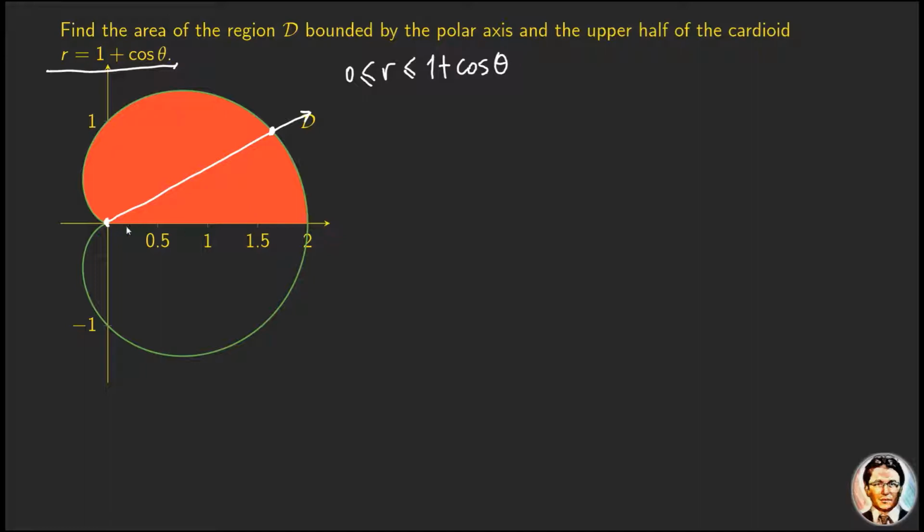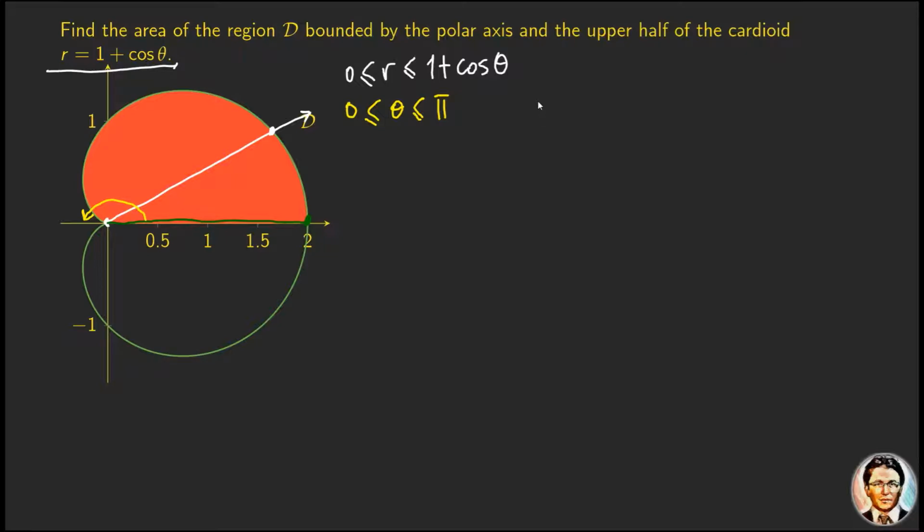What about theta? We are considering only the upper half of this cardioid. So theta is from 0 to pi. If you consider the full cardioid, then you may just say 0 to 2 pi, but for this case we will say 0 to pi for the upper half of the cardioid.